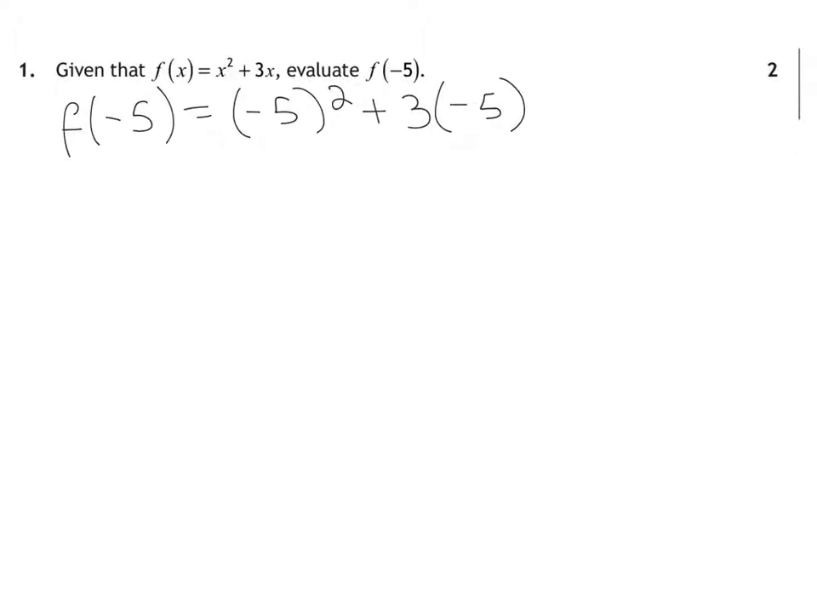So wherever I see an x, I'm going to put negative 5 in instead. So f of negative 5 is equal to negative 5 squared plus 3 times negative 5. Remember, this is a non-calculator paper. Okay, so multiplying stuff out, negative 5 squared is positive 25, and 3 times negative 5 is negative 15. So we have 25 plus negative 15, which is the same as 25 minus 15. So our final answer is 10. Marking wise, you get a mark for that line there, just for putting your negative 5s in, and then you get a mark for evaluating.